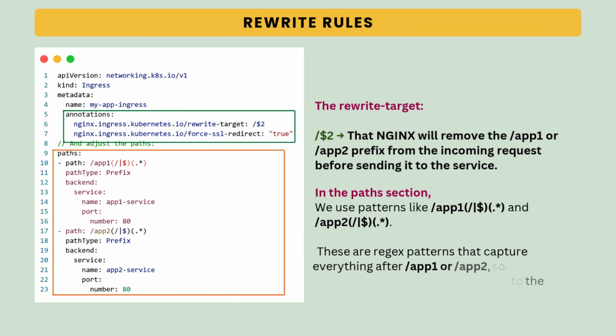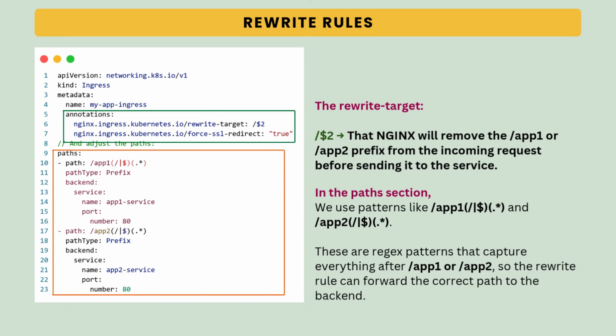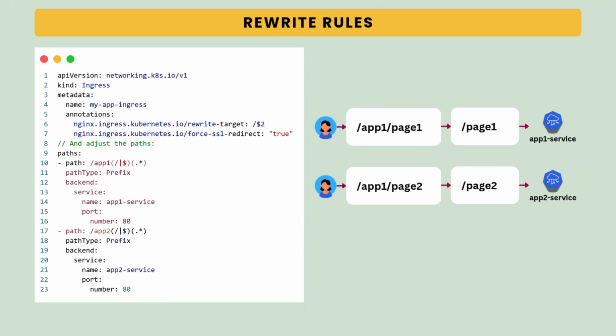In the path section, we use a pattern like this, and these are regex patterns that capture everything after /app1 or /app2. So the rewrite rule can forward the correct path to the backend. This way, requests like /app1/page1 are rewritten to /page1 for the service, letting your backend always work from the root path, while the Ingress handles multiple paths cleanly.